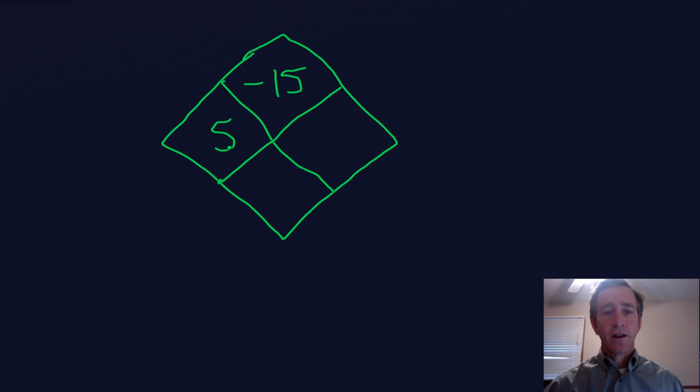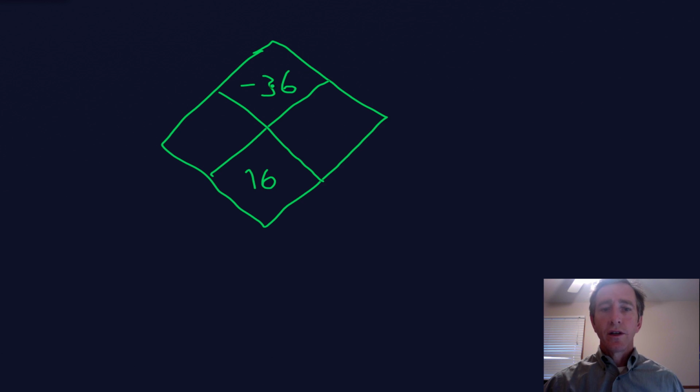This time we need to find the integer that when multiplied times 5 gives us negative 15. So I'm going to deal with the negative sign first. 5 times negative 3 is negative 15. 5 minus 3 is 2.